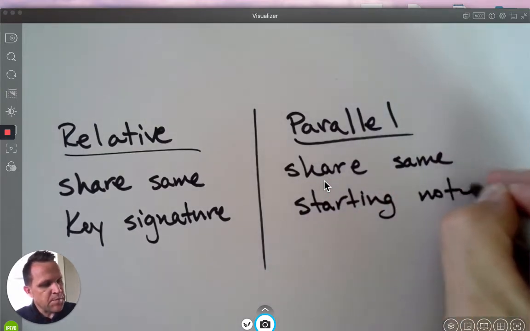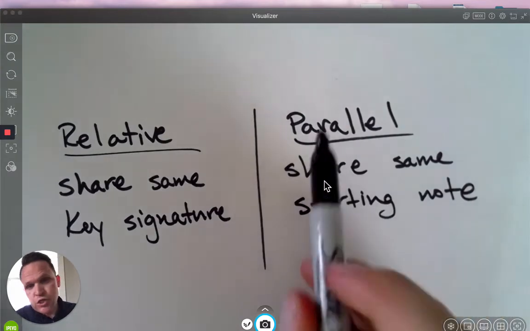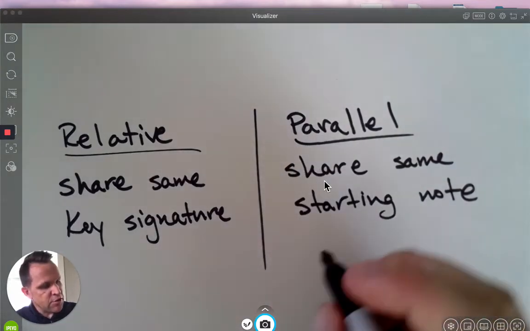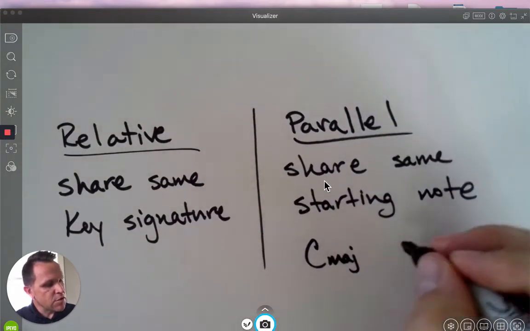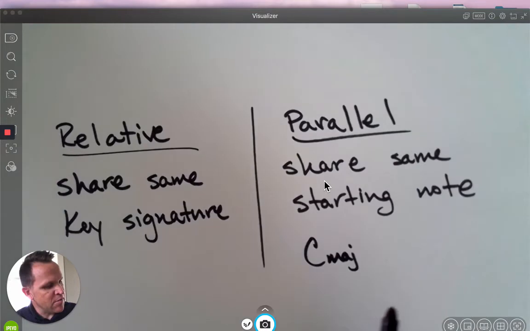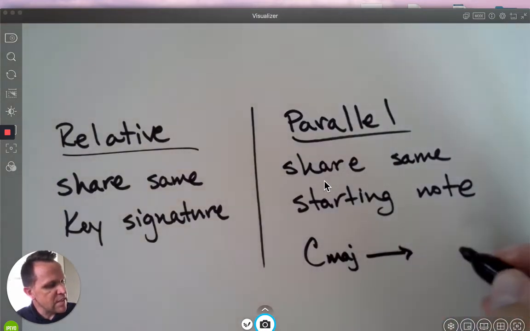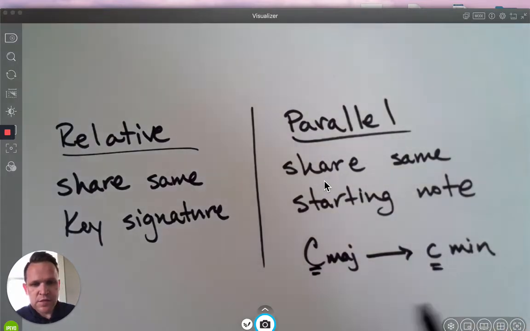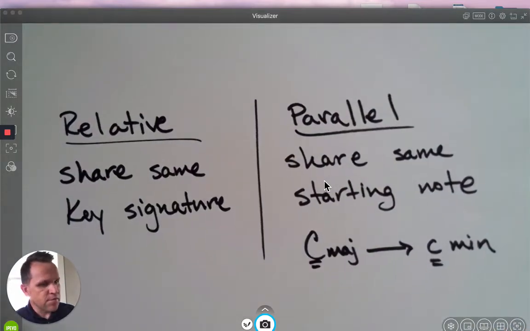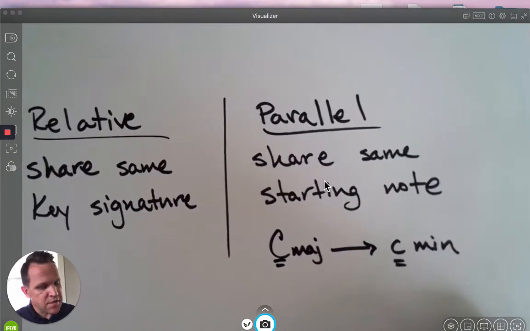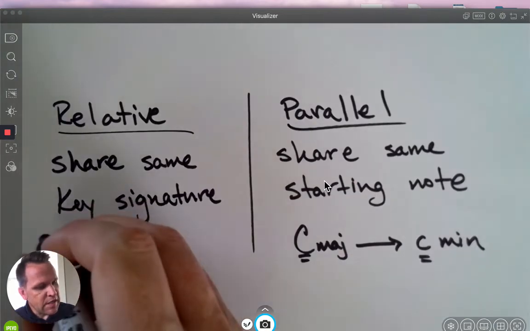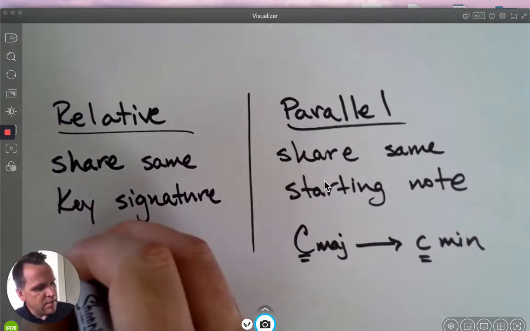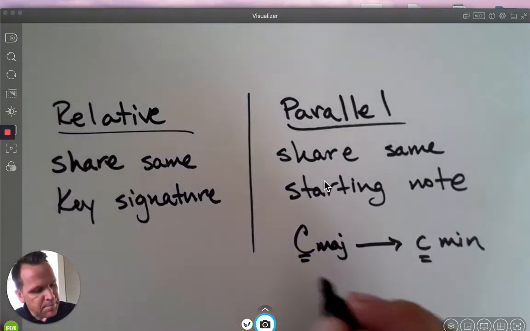So for parallel, what we're thinking of is that the do doesn't change. So if we were in C major, its parallel minor would be C minor. So you'll notice that they share the same starting pitch or the same home note for that key, the same do or tonic.